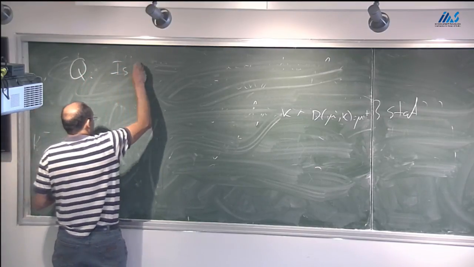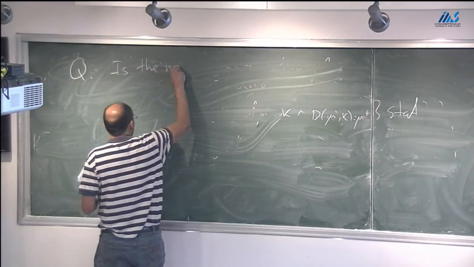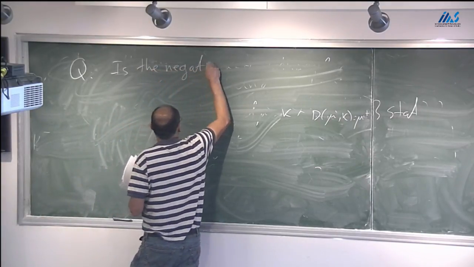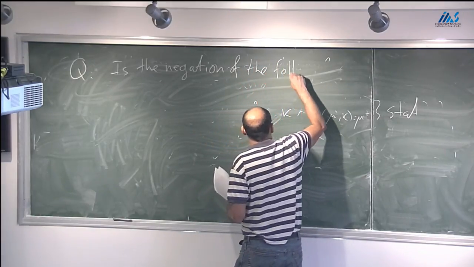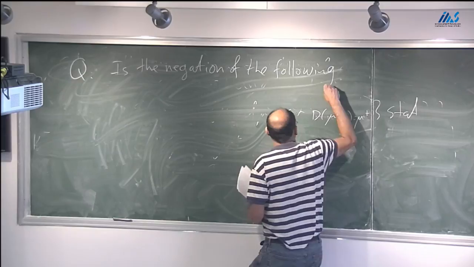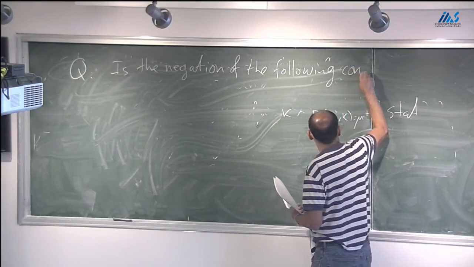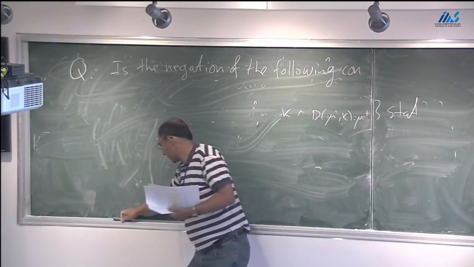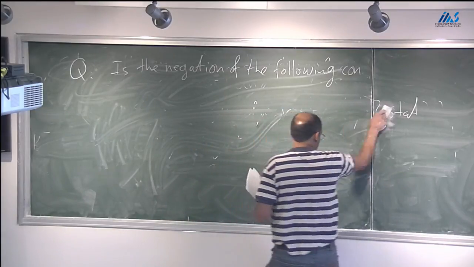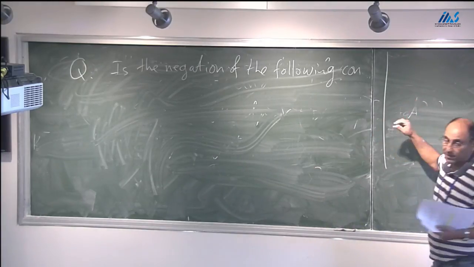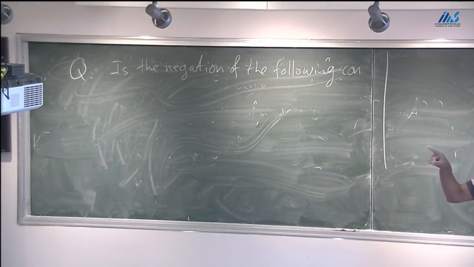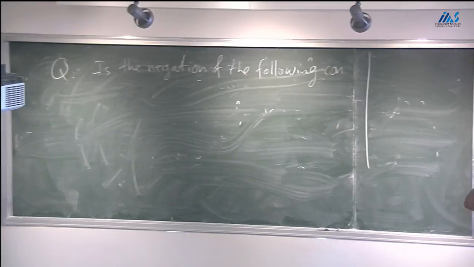Is the negation of the following consistent? Maybe I should still give you a promo. Here is a promo. Suppose the generalized density hypothesis holds. Okay? Assume it, or it holds eventually from some point on.